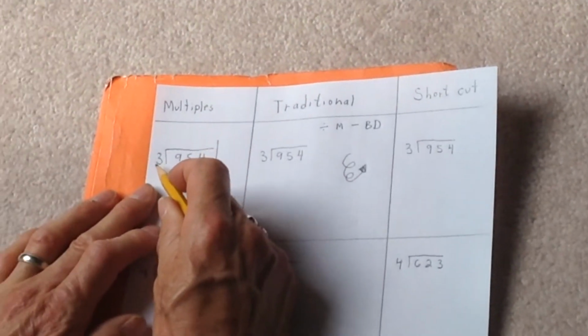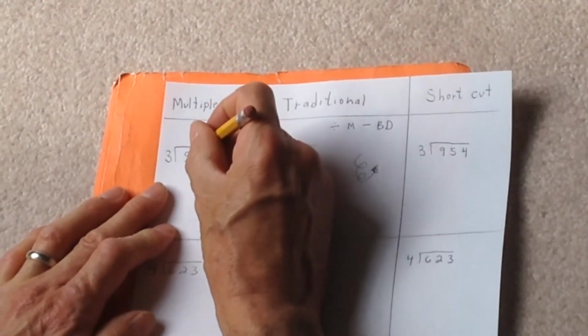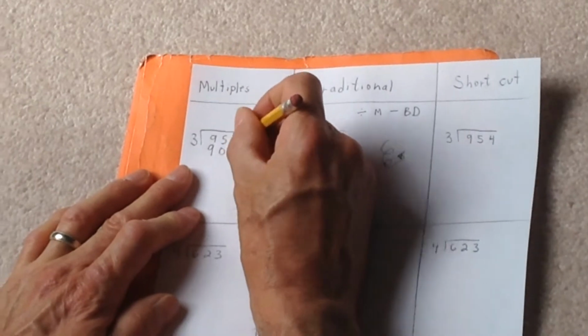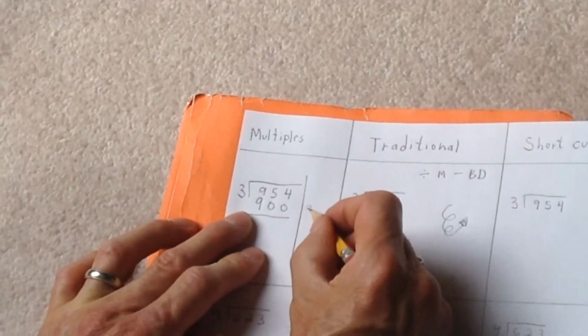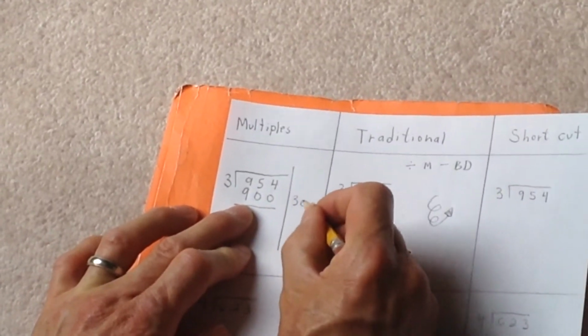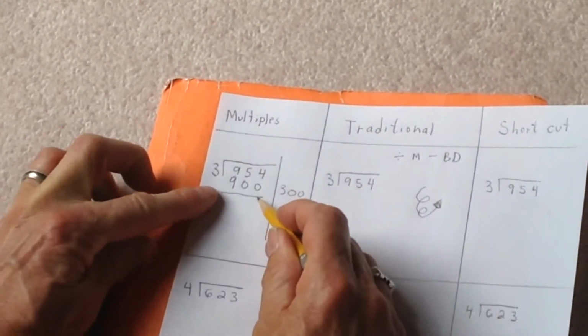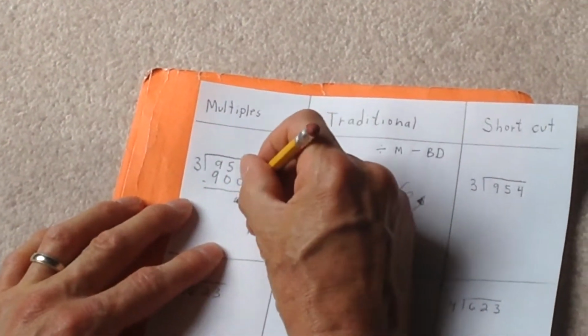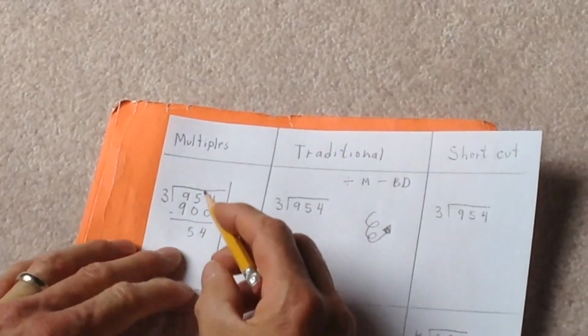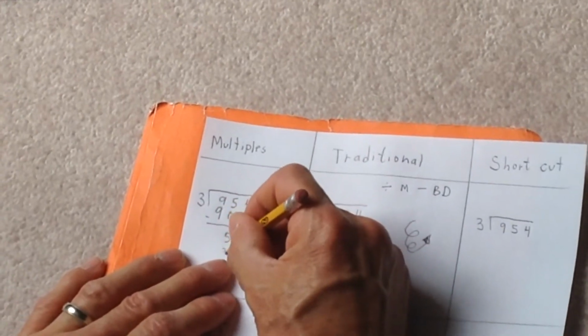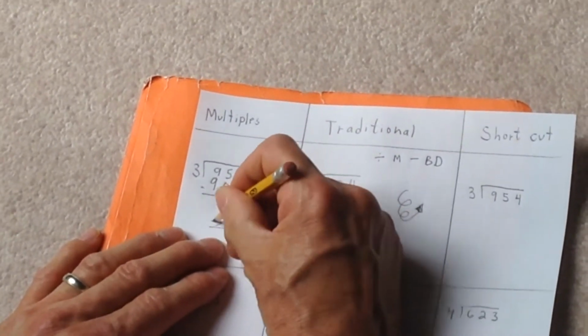Okay, multiples. I know that 3 is a factor of 9, so I'm going to go with a big multiple. I'm choosing 900. 3 goes into 9 3 times, and I add 2 more zeros. 3 times 300 is 900. I subtract. Again, I'm going to choose a multiple of 10. I will put 30, because 30 is a multiple of 3, and I will take 30 from 54.